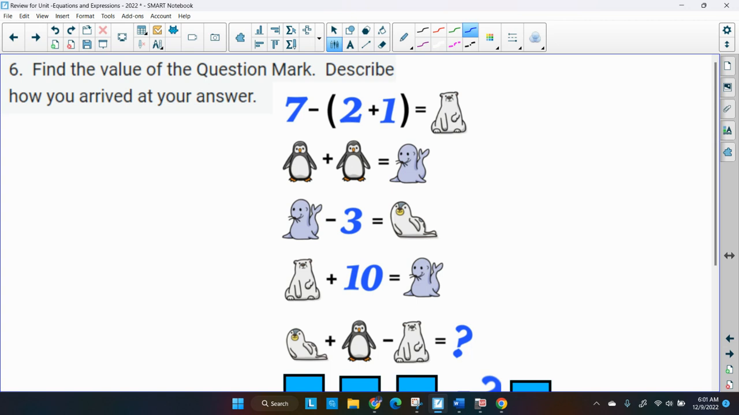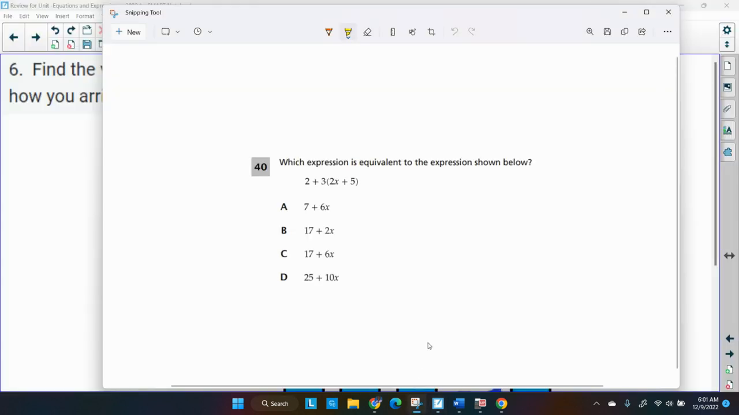So let's look where they have a lot of numbers. Like the first one, they have a lot of numbers here. They have 7 minus 2 plus 1. 2 plus 1 is 3. So they really have 7 minus 3, which is equal to 4. So this polar bear guy is 4. So wherever I see the polar bear, I'm going to put a 4.